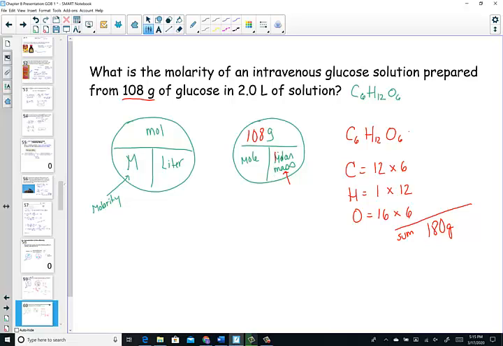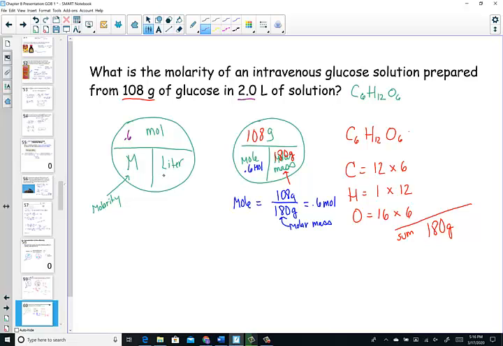And that goes right here. 180 grams is the molar mass. So to solve, you can see that we would say a mole is equal to 108 grams divided by 180, where the 180 was the molar mass from our formula. What is that? 108 over 180 is 0.6. So that's what we solved right here, 0.6 moles. And remember, that's what we can bring over to this now, is that we have 0.6 moles.